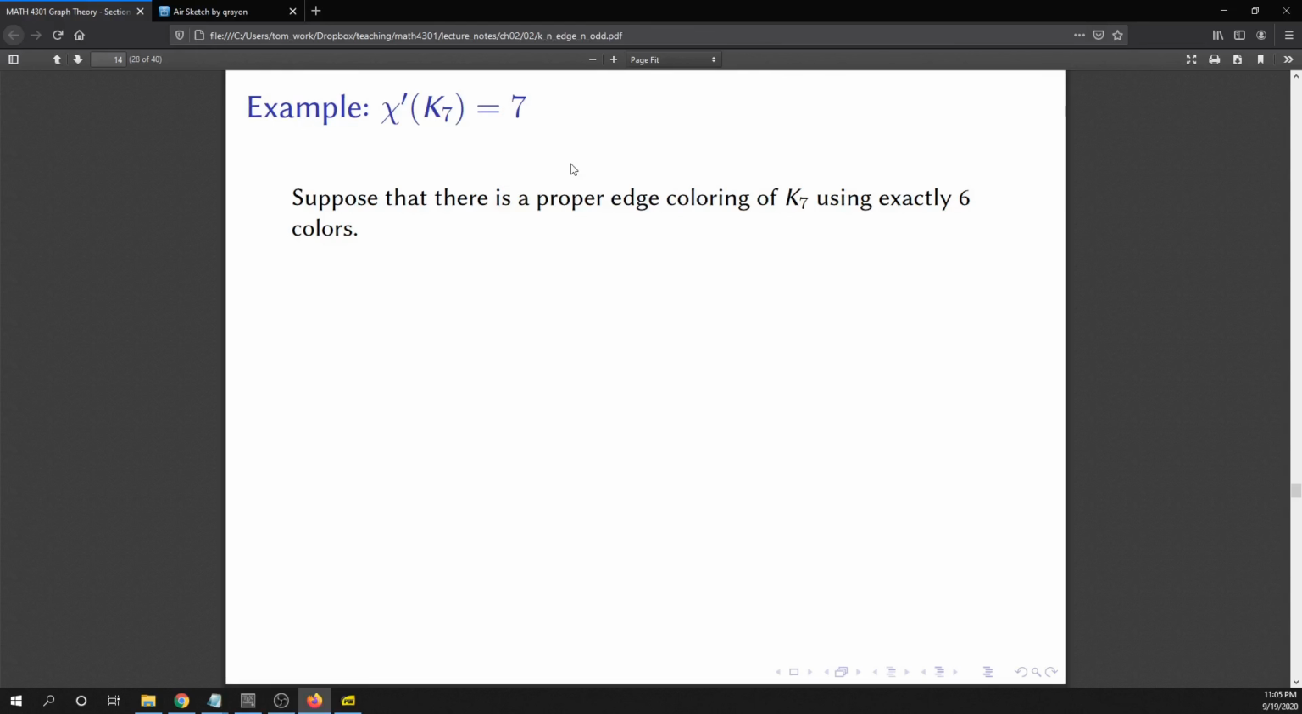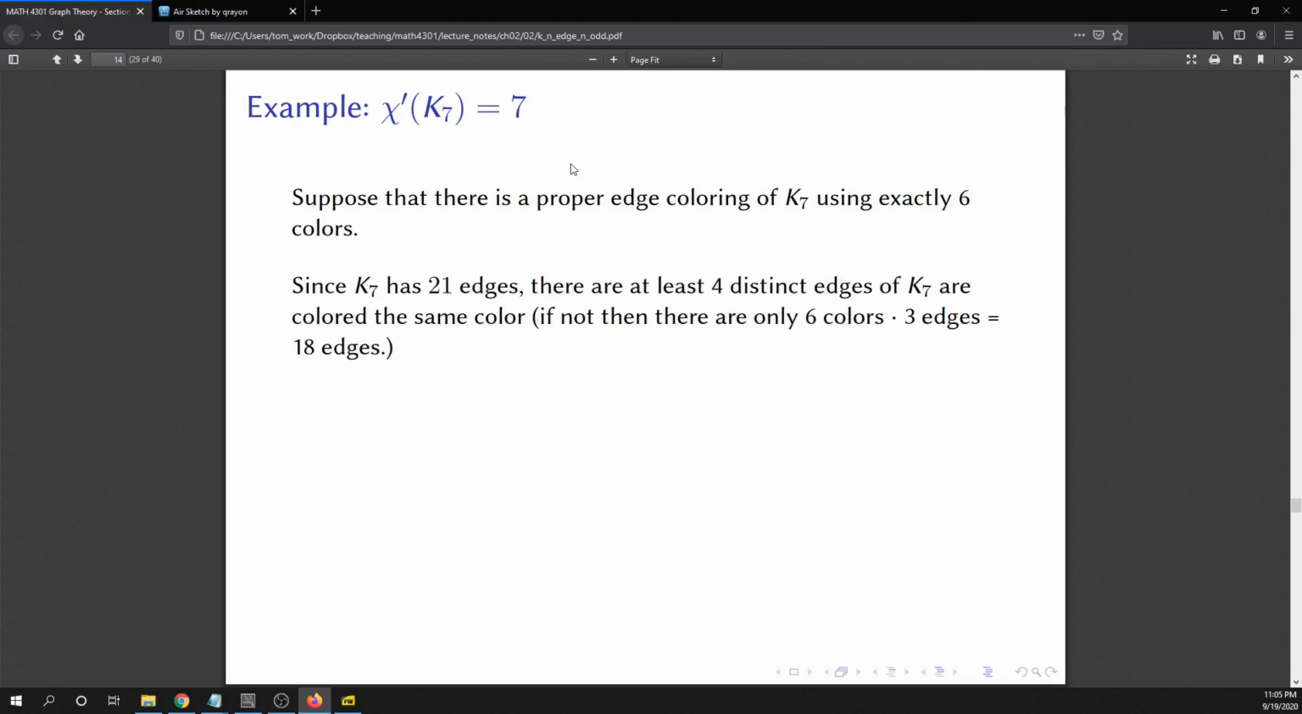And once again, what we'll do here is take a look at an example. We've already shown that the edge chromatic number of K7, the complete graph on 7 vertices, is less than or equal to 7. So now we're going to go through and show that there cannot be a proper edge coloring of K7 using exactly 6 colors. So suppose that there is a proper edge coloring of K7 using exactly 6 colors.